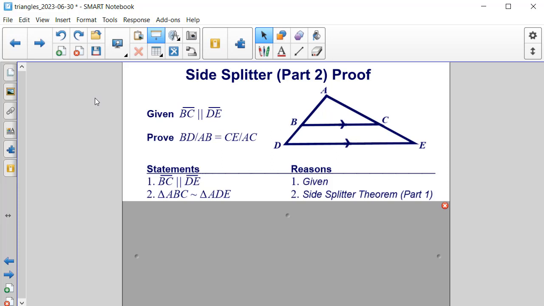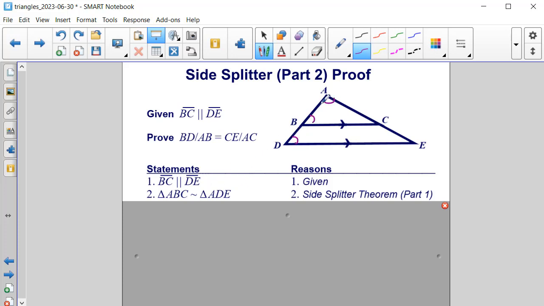Now let's prove part 2 of the side-splitter theorem. We're going to start with the same given statement that segment BC is parallel to segment DE, and that's given to us. And we just found out that triangle ABC is similar to triangle ADE by angle-angle similarity, and we just proved that on the previous slide to prove that the side-splitter theorem part 1 is true. So now we can jump right from the given to this similar triangle statement by the side-splitter theorem part 1.